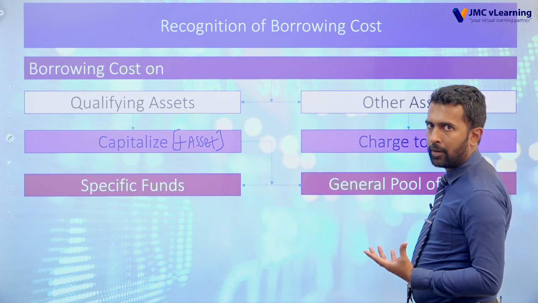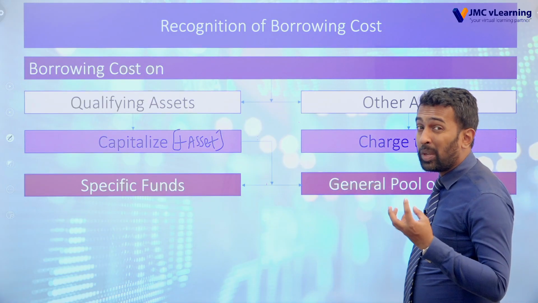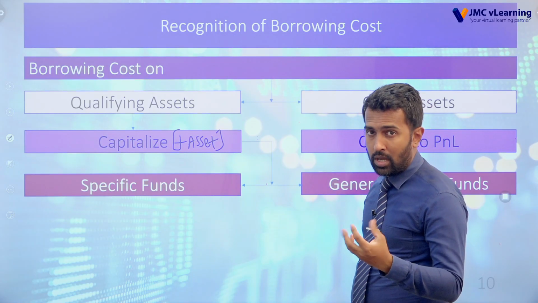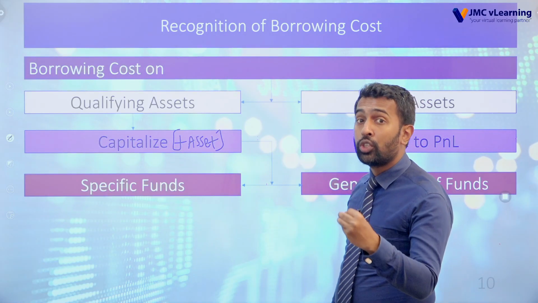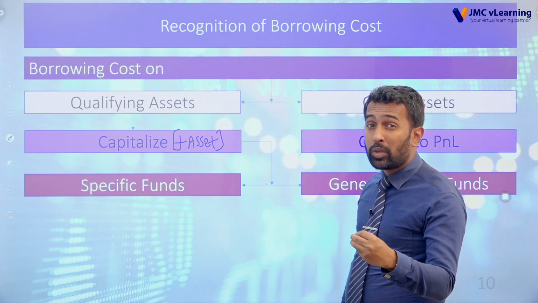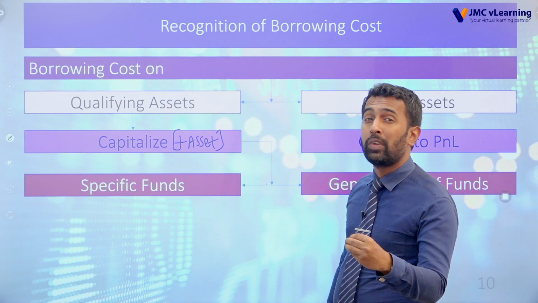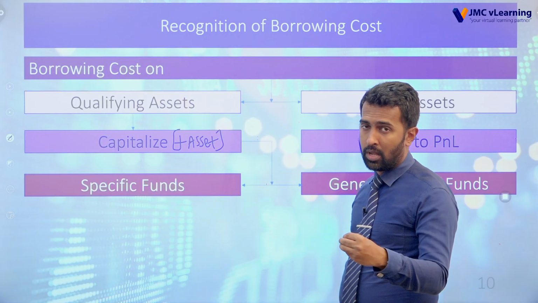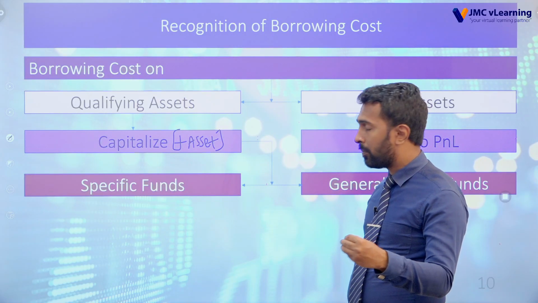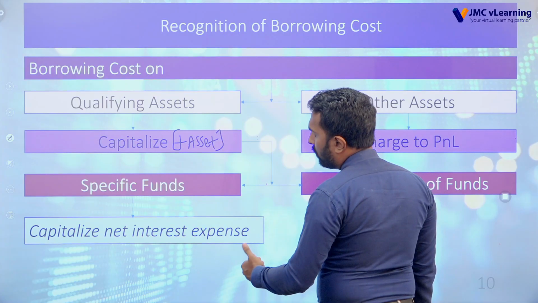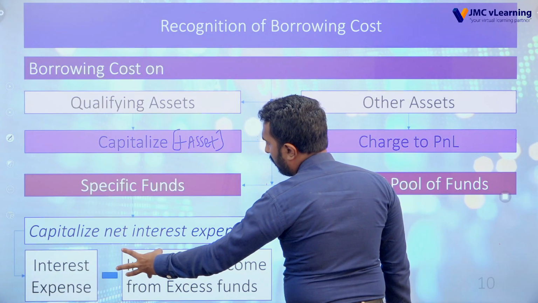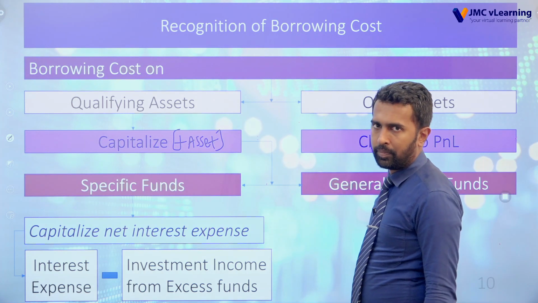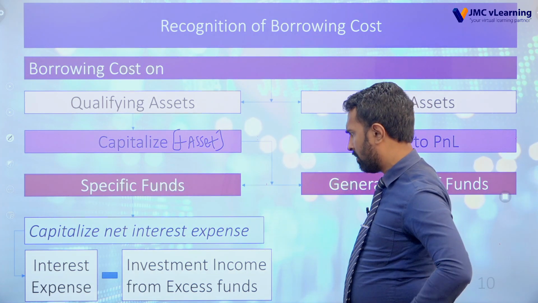Specific fund, what will happen? Now, if it is a specific fund given specifically for a construction, specifically for a project, then you need to capitalize the net borrowing cost. What is the meaning of net borrowing cost? Net borrowing cost means from the borrowing cost you need to deduct any investment income from the excess funds.